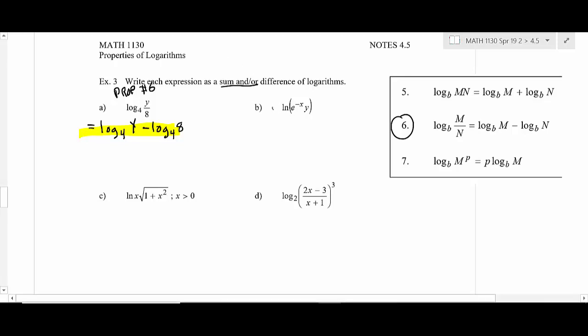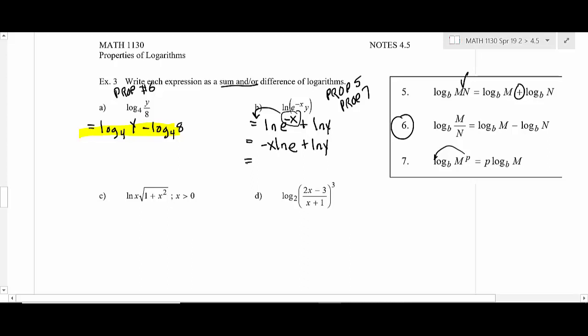Okay. The next one would be property 5, which says if you do a log of a product, it's the same as breaking it up into the sum of the two logs. So this one would have a couple of steps actually. The first thing you could do is say ln of e to the negative x plus ln of y. That's what property 5 tells you can do. Now property 7 tells you that if you have an exponent, that can come down in front of the log. So that would be negative x ln e plus ln y like that.